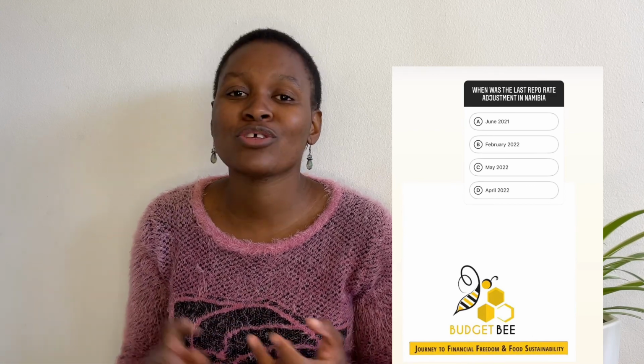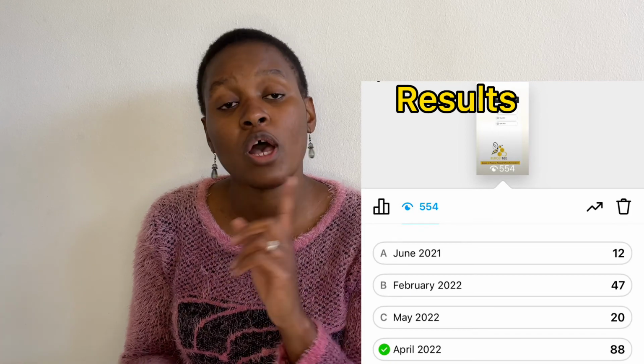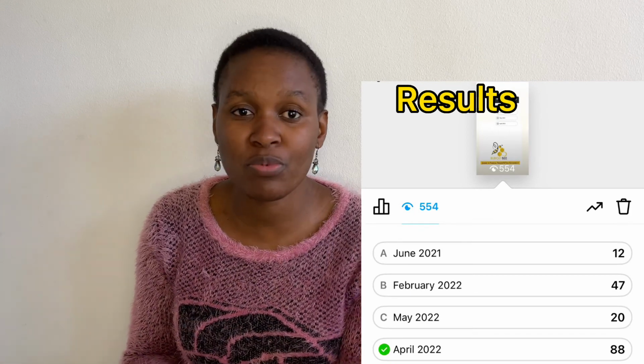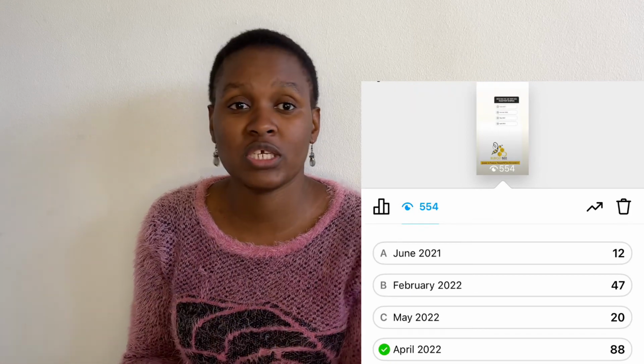And I think lastly is, when was the repo rate adjusted in Namibia? I had a few options: last year, February this year, April this year, and May this year. So the correct answer is actually April. The repo rate was adjusted last month, and it was also adjusted in February this year. So collectively this year, the repo rate has already gone up by 50 basis points. It was first 0.25% in February and another 25 basis points in April.